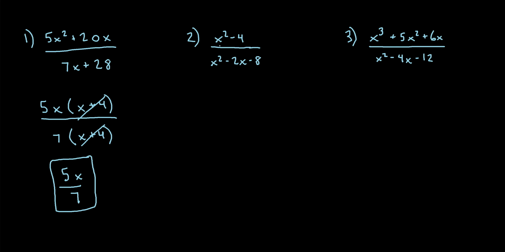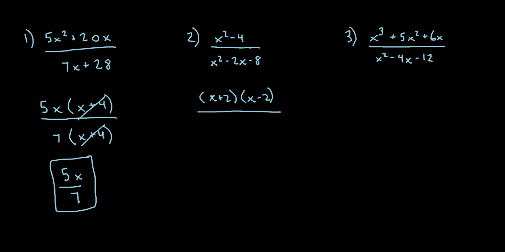We have x squared minus 4 over x squared minus 2x minus 8. In the numerator, x squared minus 4, we can factor that to be x plus 2 and x minus 2. And what we'll find is if we multiply x plus 2 times x minus 2, we would just end up with x squared minus 4. So we haven't changed anything there, we're just factoring it.